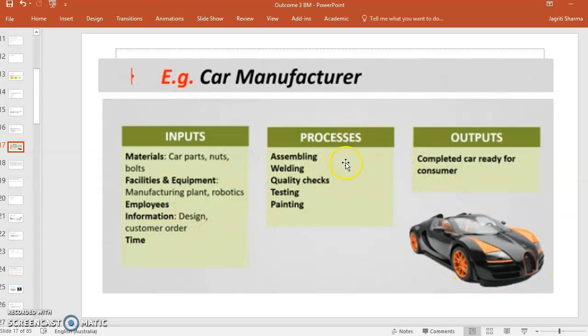Now what are the processes in here? Once you have stored all the inputs, all the products going into manufacturing your car, then comes the process. The first is assembling, welding, quality checks, testing and painting. These are the processes that a car has to go through to be able to get a finished product. Now the output is the completed car ready for the consumer. So once you source all your products, then you need to process them into a finished good. So this is your finished good in this instance.